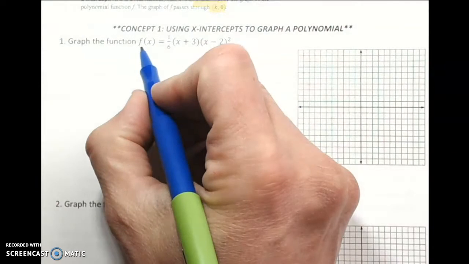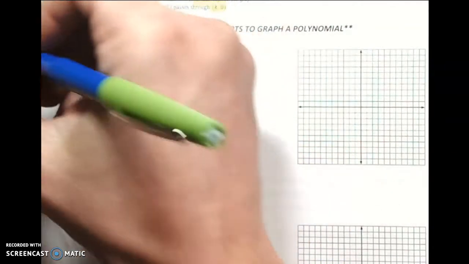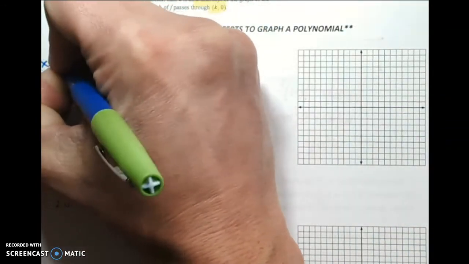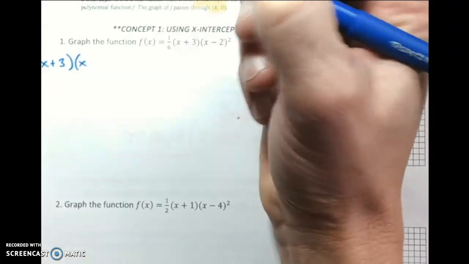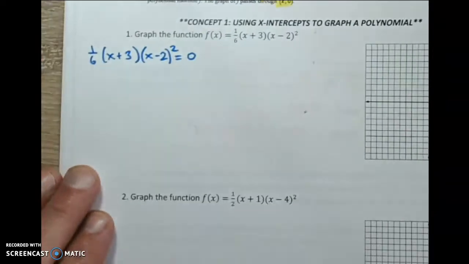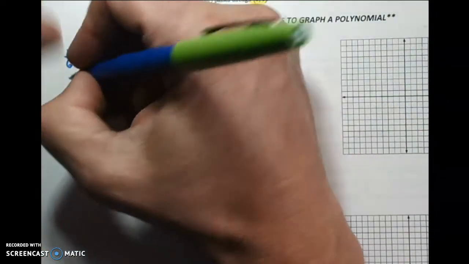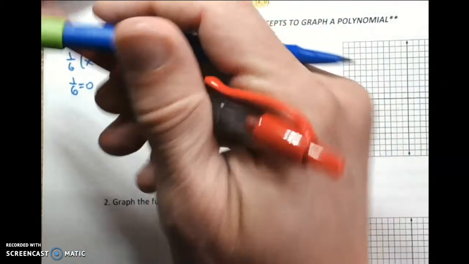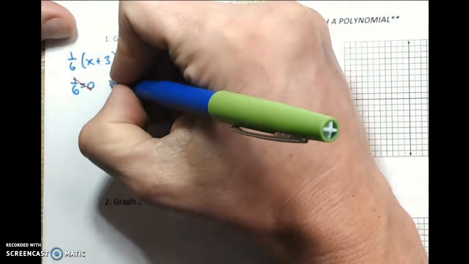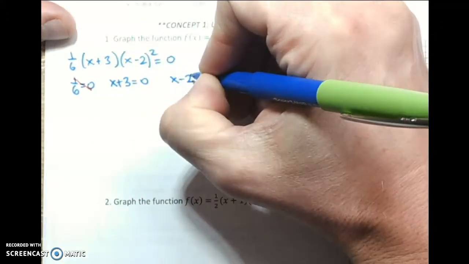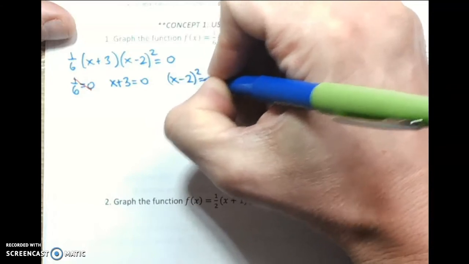Okay, so since we have f of x is equal to this, all I really need to do is set this equation, 1/6 times the quantity x plus 3 times the quantity x minus 2 squared, equal to 0. And then to solve, you set each factor equal to 0. Well, is 1/6 equal to 0? No, definitely not. That cancels out. Then I have x plus 3 equals 0 and x minus 2 squared equals 0.